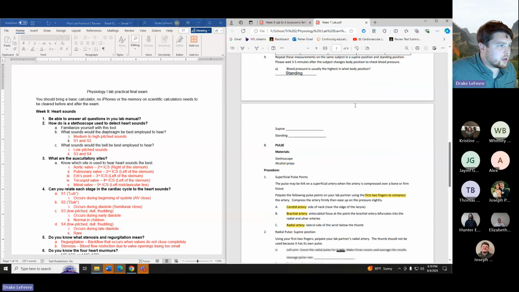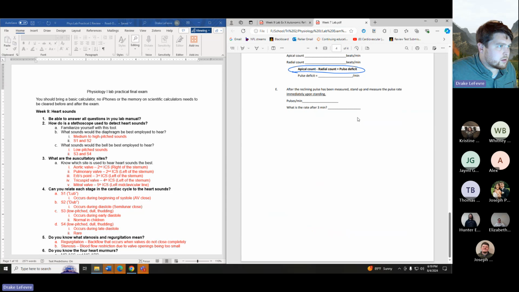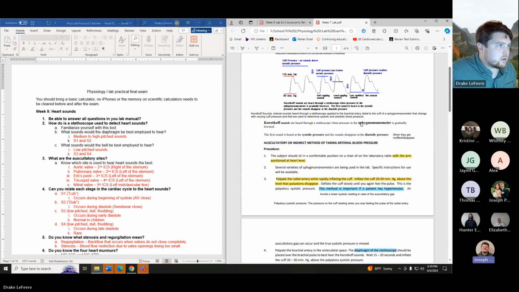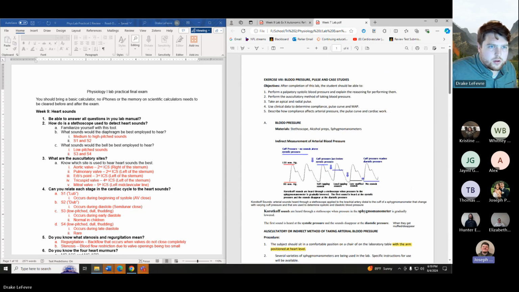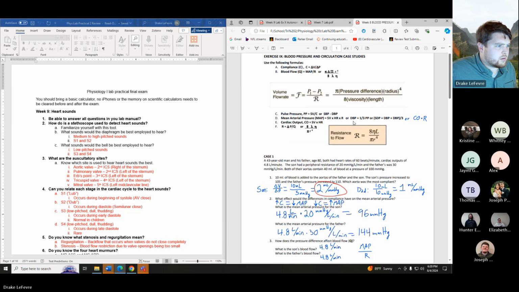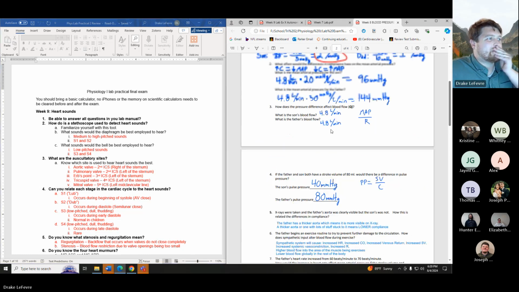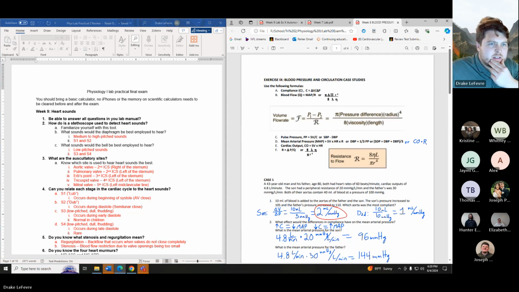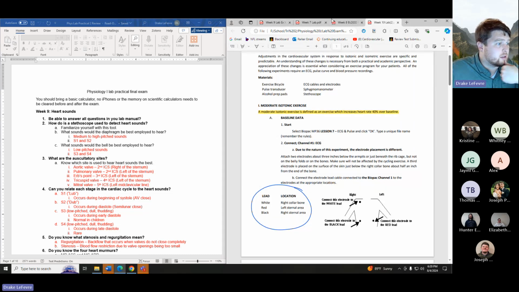Blood pressure, pulse, and case studies. But this one should have local blood control or blood flow and microcirculation on it too. Trying to find. Is it this one? It's open 10.